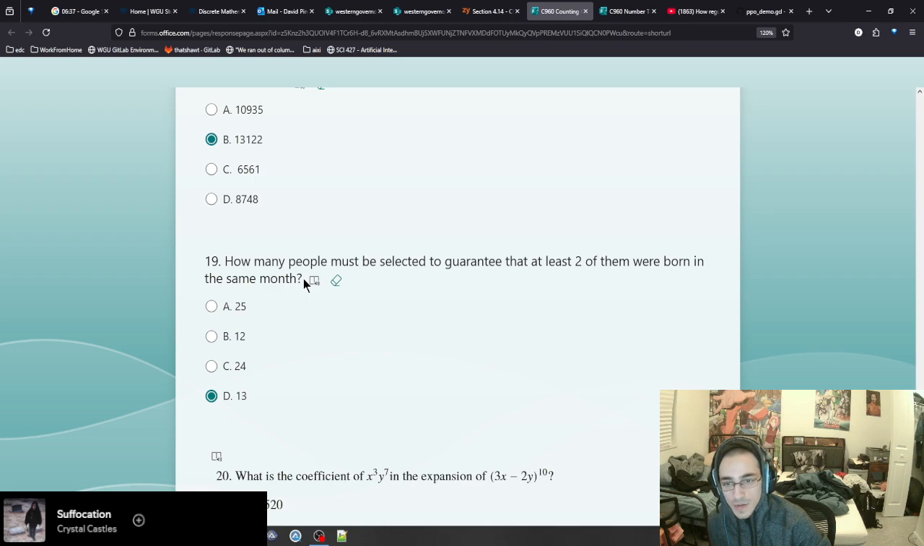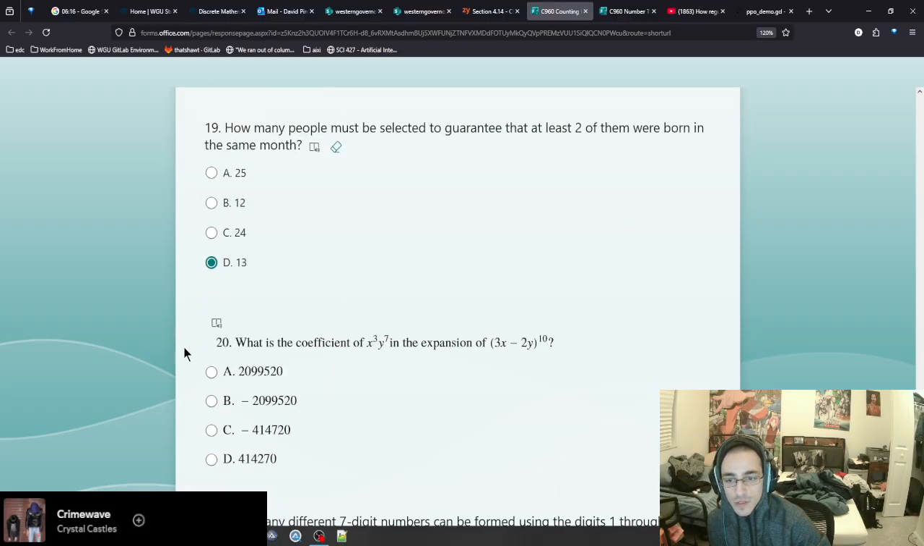Oh, that has to be right? Two of them were born in the same month. Yeah, because that's the thing. If you pick 2 people, the same month defeats the purpose. But if you pick 13 people, there's only 12 months, so one of them has to share a month with another.